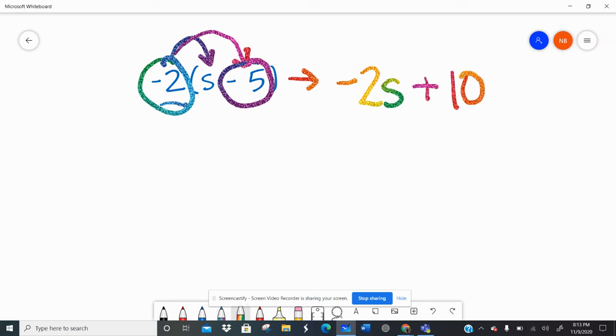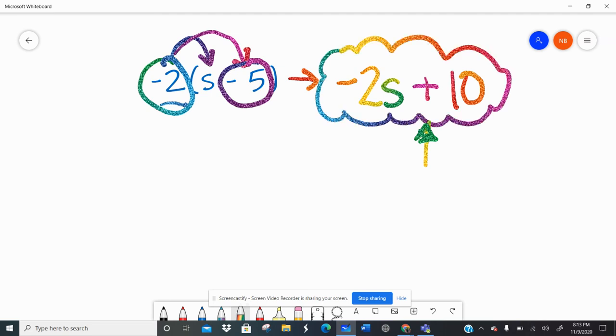So when I distribute that negative 2 and I have that minus 5, it's going to come out negative 2s plus 10. Remember that negative times a negative is a positive, right? That double negative makes a positive. Super important to remember.